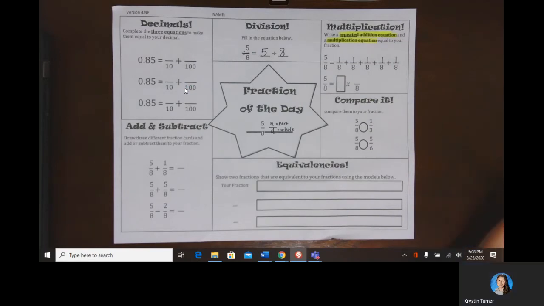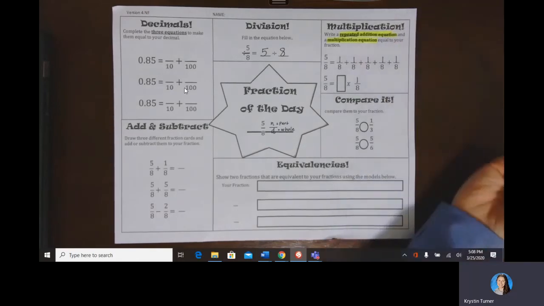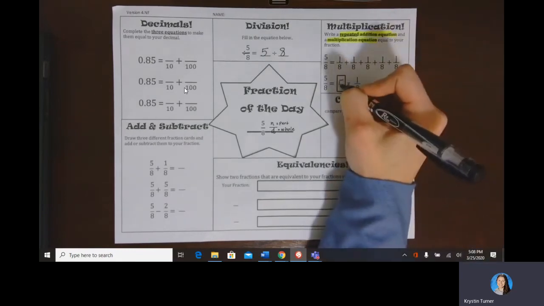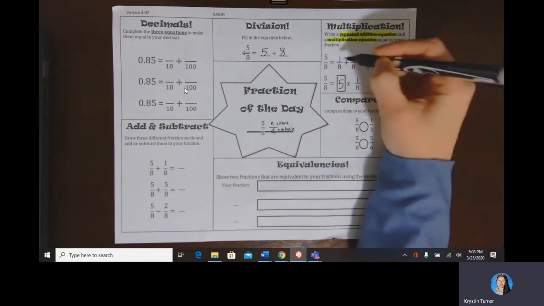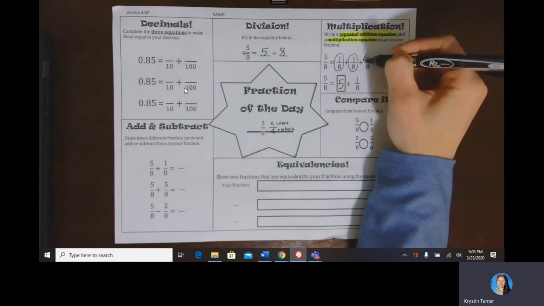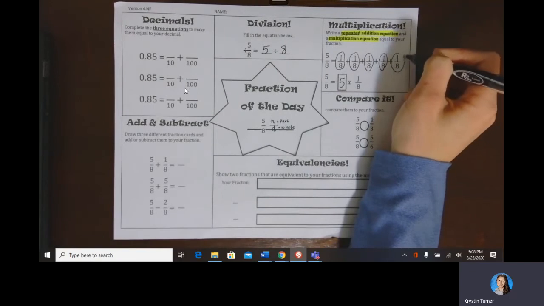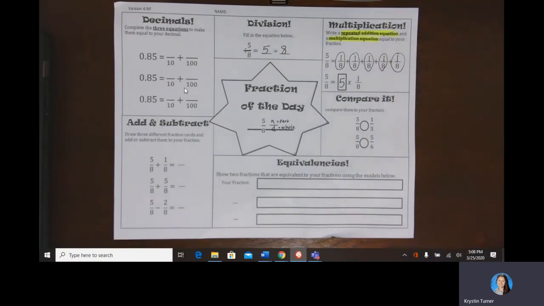How many, well, we have 1, 2, 3, 4, 5 groups of 1/8. So that multiplication, 5 whole groups, right? We could think of this as 1 group, 2 groups, 3 groups, 4 groups, 5 groups of 1/8. So 5 times 1/8 equals 5/8.